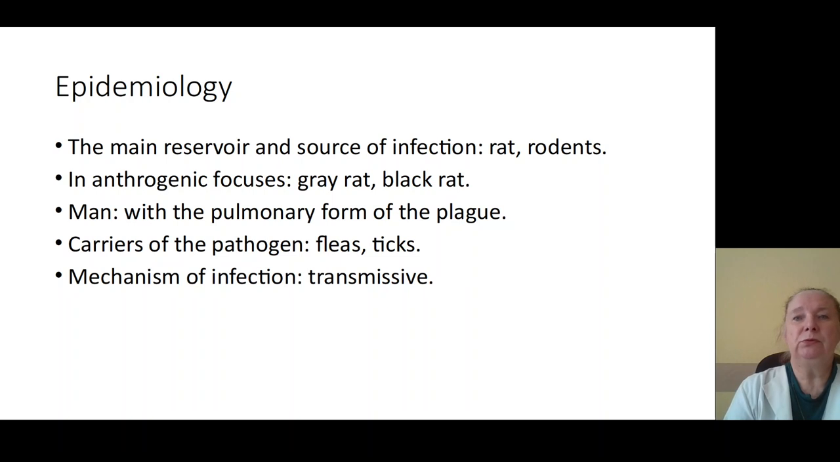The reservoir of infection is rats and rodents. In anthropogenic foci of infection, the reservoir and source of infection is the gray rat and black rat. Sometimes the source of infection may be a patient with the pulmonary form of plague.